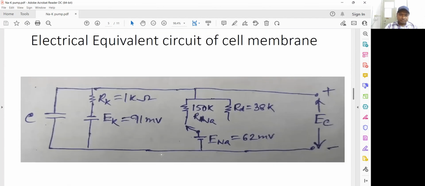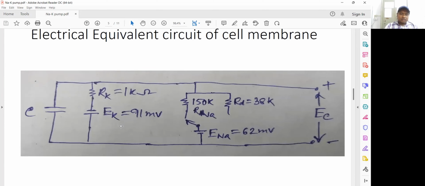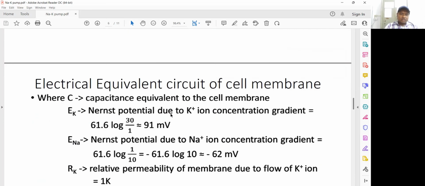EK is the Nernst potential due to the potassium ion concentration gradient, which was 30 times higher inside the cell. That is why we have written 61.6 log 30 by 1, as 30 times higher than the outside. So it is approximately equal to 91 millivolt, right?